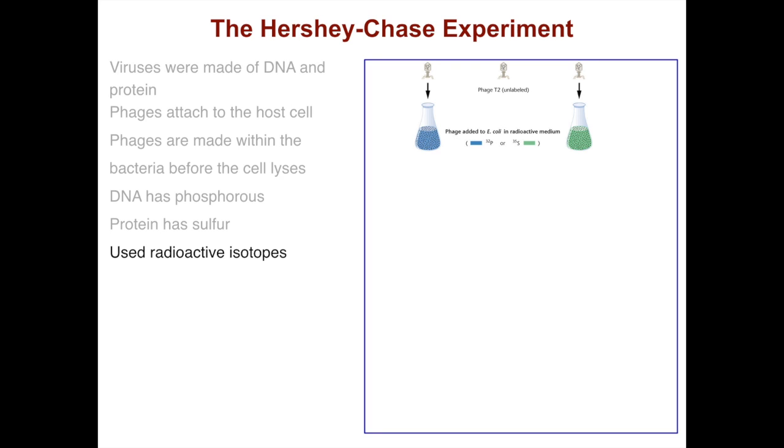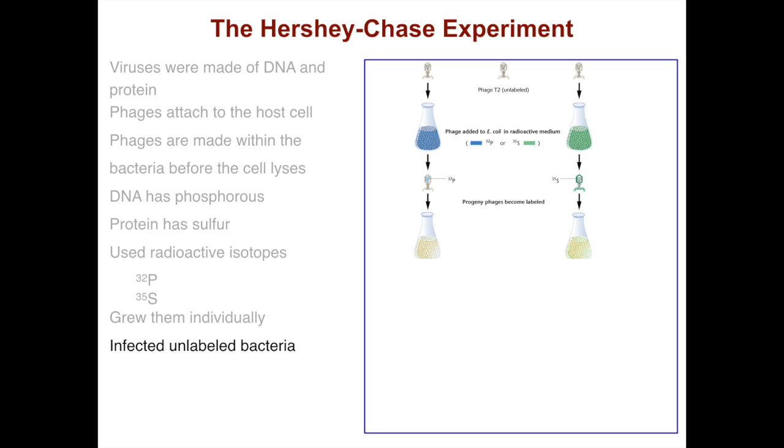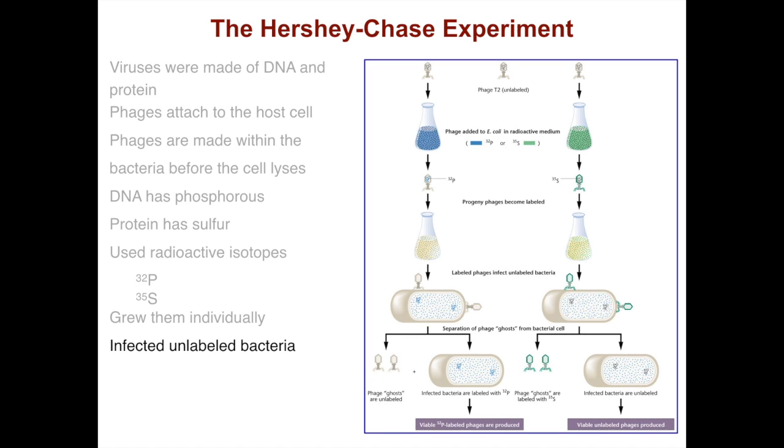So they added radioactive isotopes to the medium that E. coli was grown in. So they had one culture that had radiolabeled phosphorus, P32, and that would label DNA. And then they had one culture, which is in green here, radiolabeled with radioactive sulfur. They grew the phages in each of these cultures individually. Then they harvested the phages that came from these radiolabeled cultures. They used them to infect unlabeled bacteria. And then they tested where the labels went.